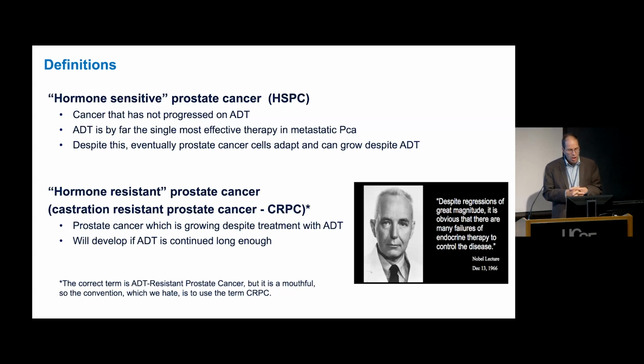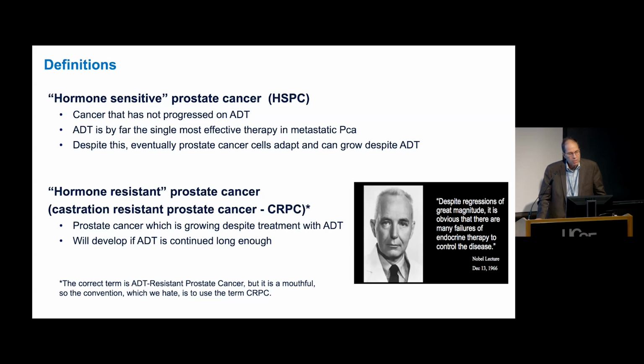With the definitions, we talk about, quote unquote, hormone sensitive prostate cancer. This is cancer that has not progressed on ADT or hasn't been treated at all. And we talked about ADT this morning. As we talked about, ADT is by far the single most effective therapy in metastatic prostate cancer. But despite that, if you are on it long enough, it will stop working. It's a given. And we'll talk about that a little bit.